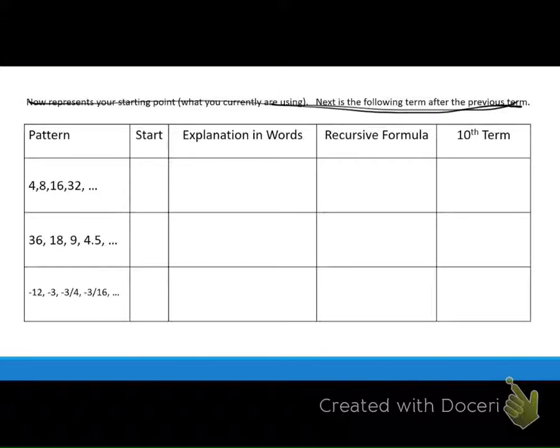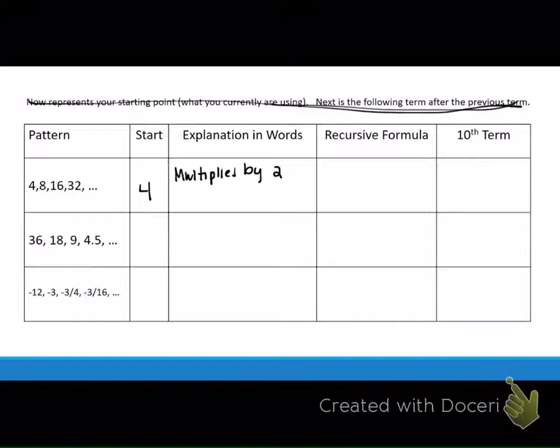All right, so the pattern is 4, 8, 16, 32. What is the first term, Grace? 4. What is happening to get to the next term each time? Jordan, go ahead. Multiplies by 2. So the recursive formula is you tell what g sub 1 is, and then you write g sub n equals r times g sub n minus 1.